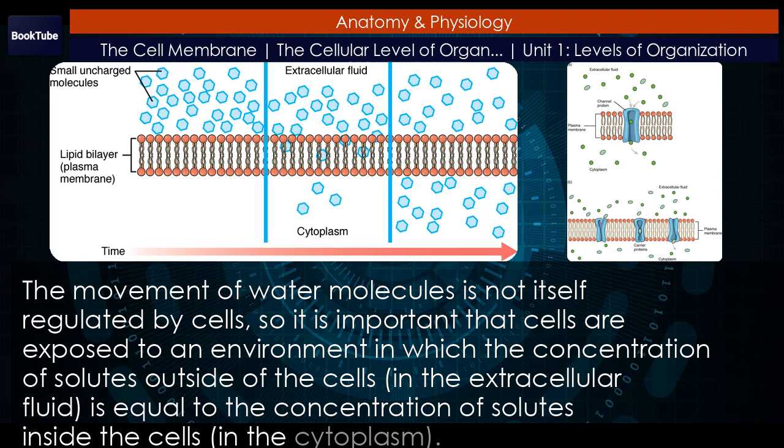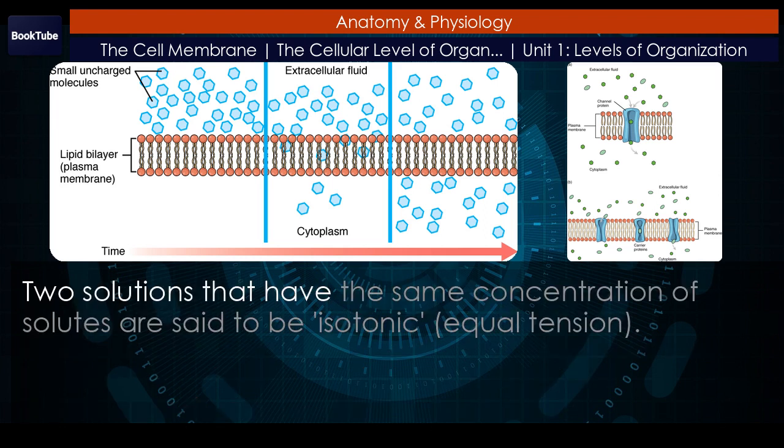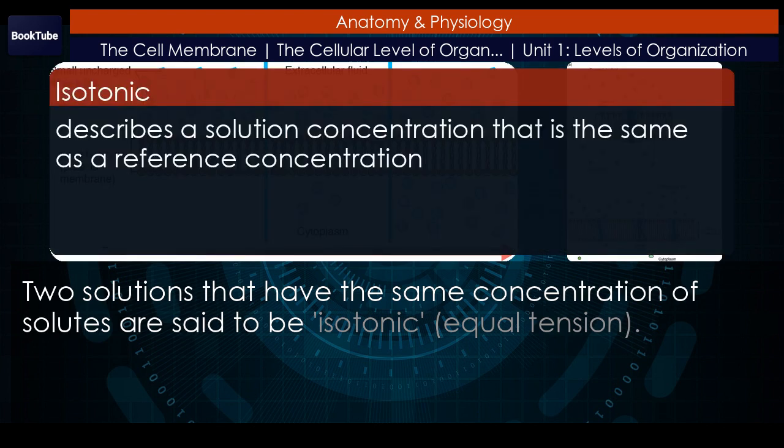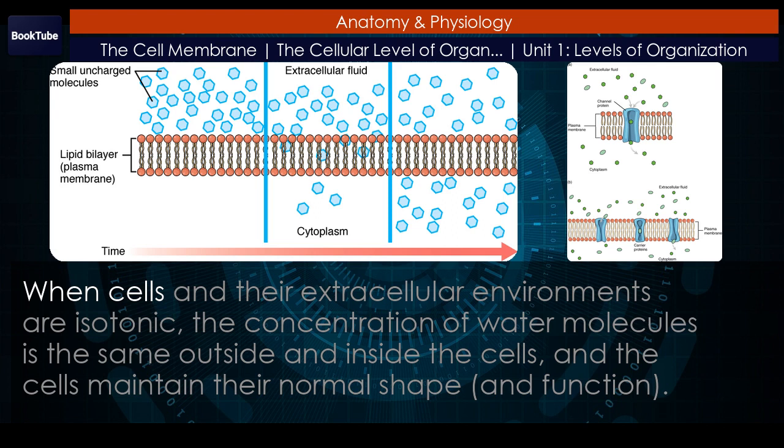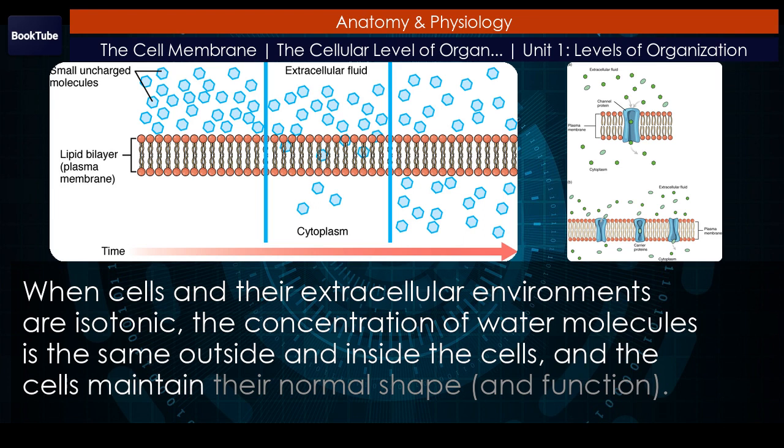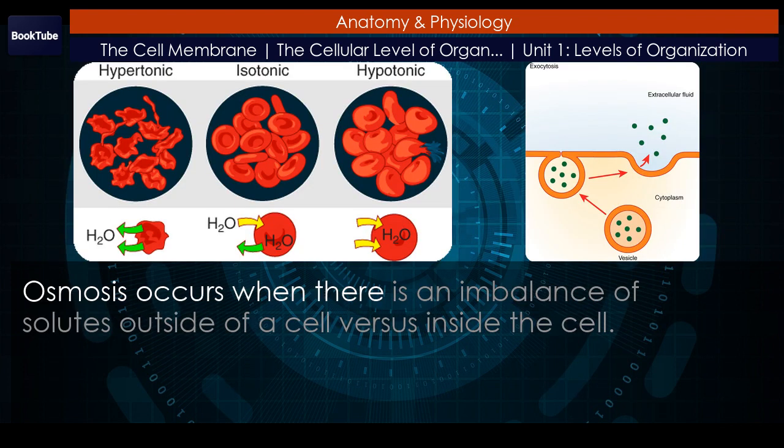In the cytoplasm, two solutions that have the same concentration of solutes are said to be isotonic, equal tension. When cells and their extracellular environments are isotonic, the concentration of water molecules is the same outside and inside the cells, and the cells maintain their normal shape and function. Osmosis occurs when there is an imbalance of solutes outside of a cell versus inside the cell.